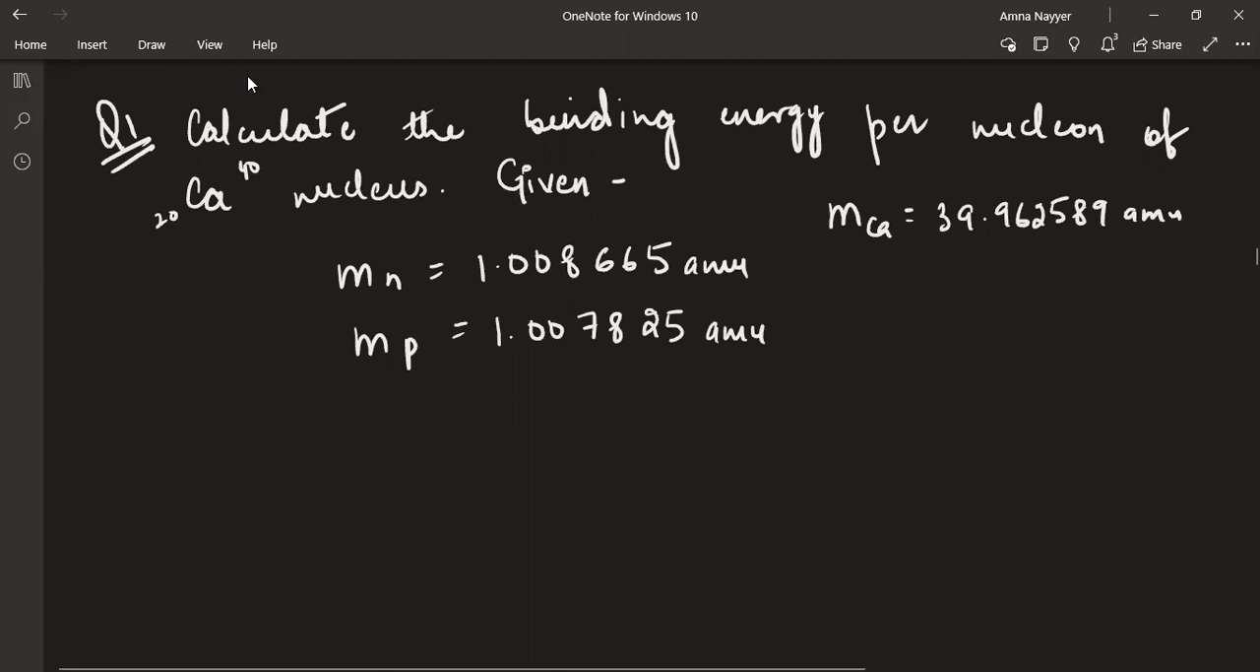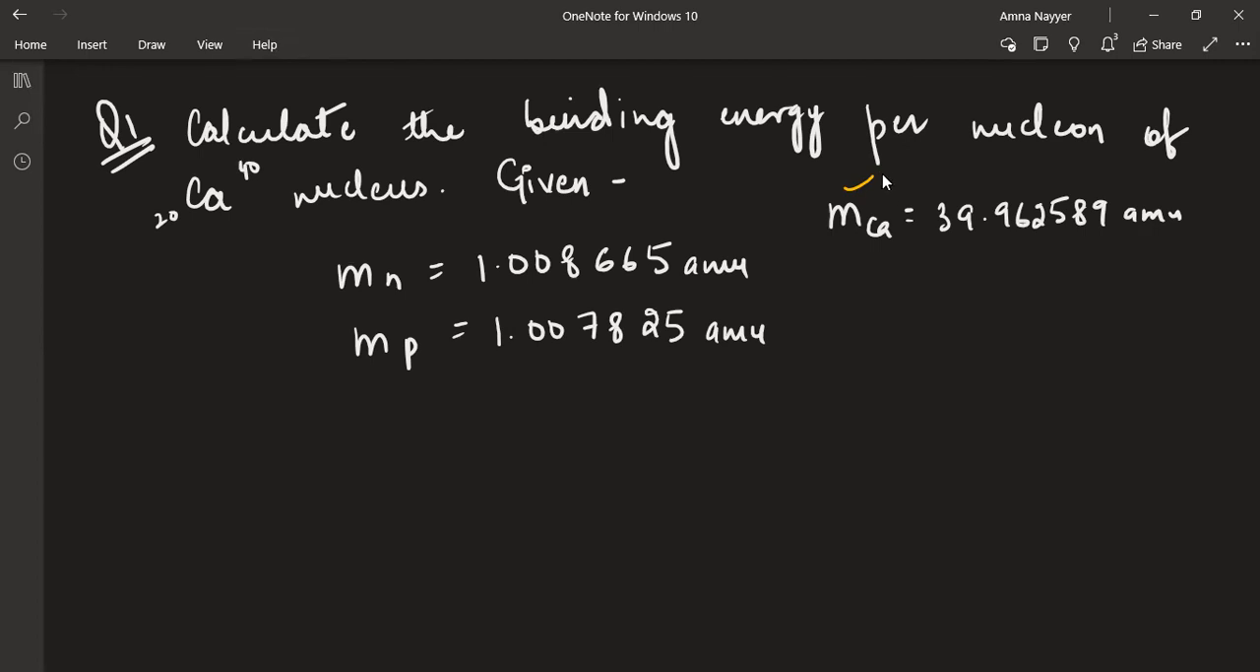Look at this question. It says calculate the binding energy per nucleon of calcium. So atomic number and mass number are provided, 20 and 40 respectively. Given that, see here in this question, mass of neutron and proton are provided. If it is not given, as initially in the class you have written, you have to learn at least the three values, mass of neutron, proton and electron, to be on the safer side. And mass of nucleus is given. This is the mass of nucleus.